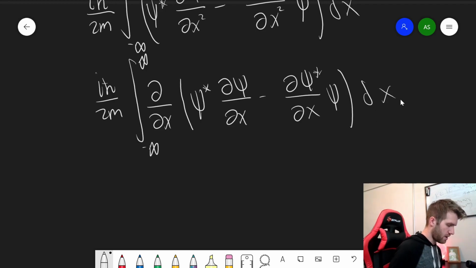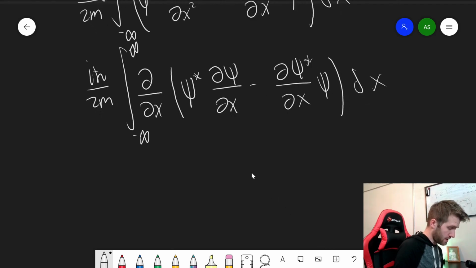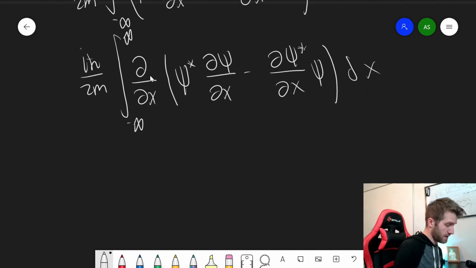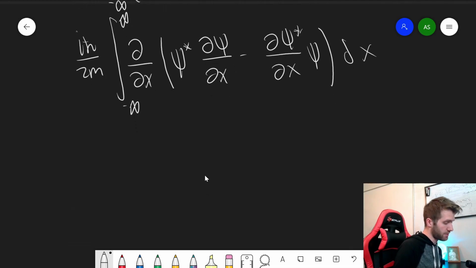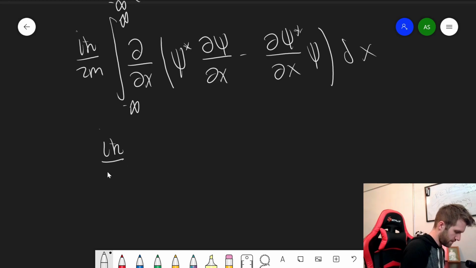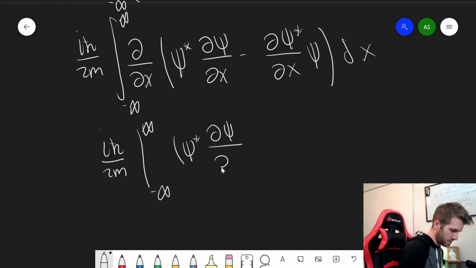Alright, so now at this point, the differential term on the outside, d/dx, undoes the integral sign. So what we're left with is i h bar over 2m, where we have our limits, and all we're left with is psi star d psi dx minus d psi star dx psi.